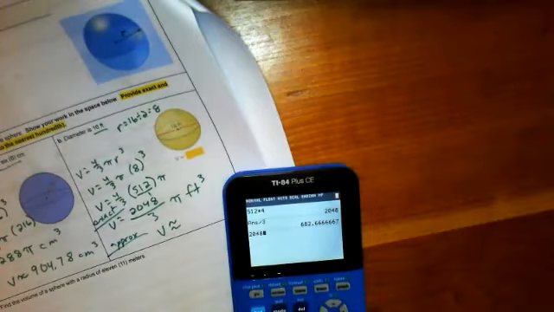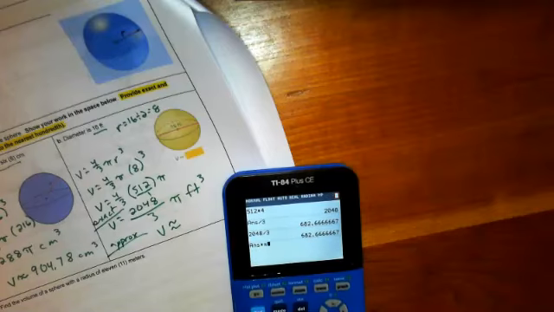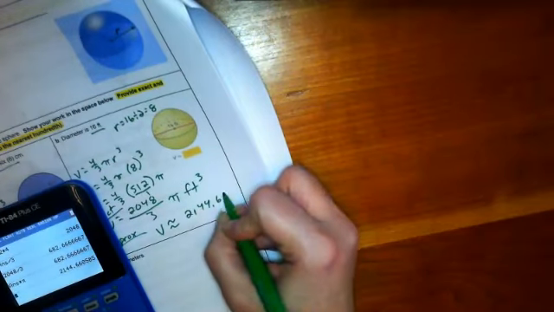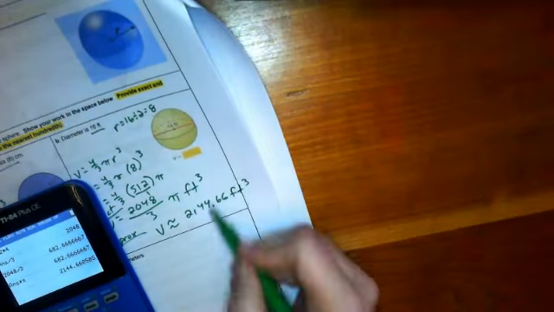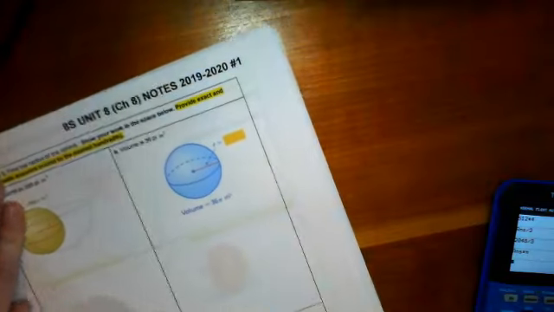And then for my approx, volume equals approximately 2048 divided by 3, times pi, and that's going to give me 2144.66 feet cubed. Okay, not so bad. Let's go ahead and flip the page, and let's look at letter A on page 34.